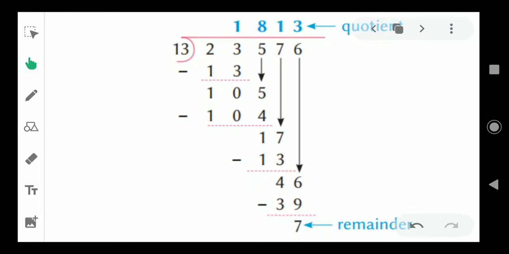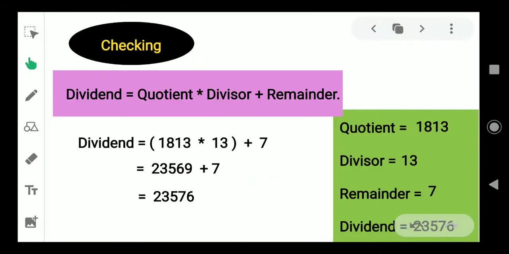Quotient is 1813. Remainder 7. Divisor 13. And the dividend 23,576. What is the equation to check division? Dividend is equal to quotient into divisor plus remainder. Can you prove it? Quotient into divisor plus remainder.